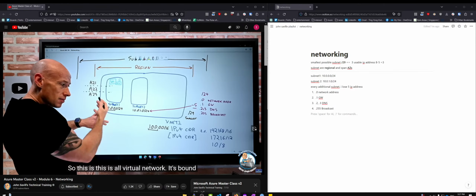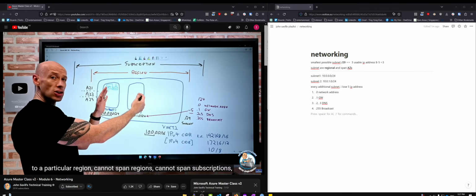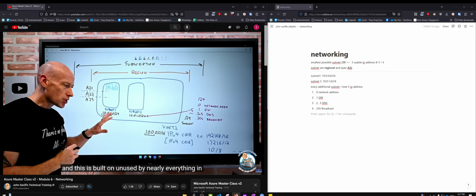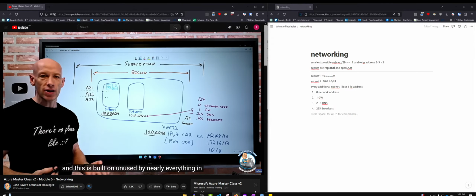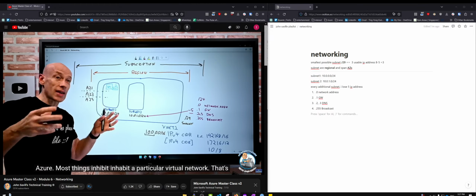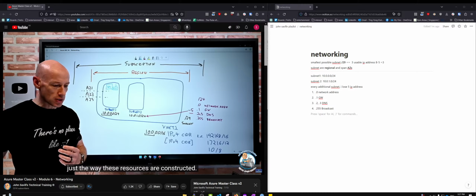So this is our virtual network. It's bound to a particular region, cannot span regions, cannot span subscriptions. And this is built on and used by nearly everything in Azure. Most things inhabit a particular virtual network. That's just the way these resources are constructed.